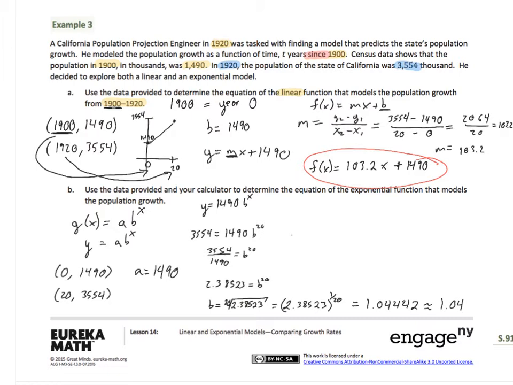So if b equals, remember, a is 1490 and b is equal to 1.04, then my equation is g of x equals ab to the x, so 1490 times 1.04 to the x. And that is the exponential equation.